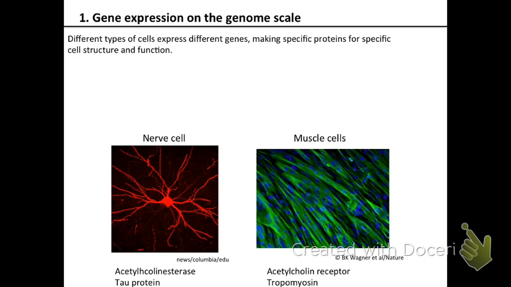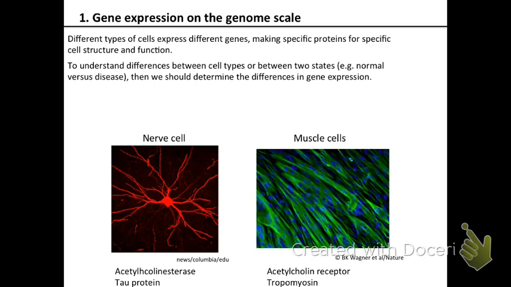So then to understand the differences between cell types or between two states of a cell type or an organism, like normal versus disease, then we should determine what the differences are between these two states in terms of gene expression, right?